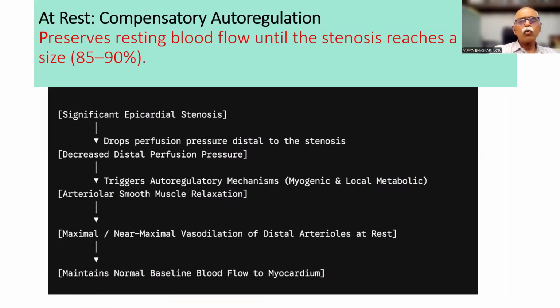Now, just to make you understand what is meant by compensatory autoregulation, during rest, even if there is 85 to 90% of epicardial artery stenosis, because of coronary compensatory autoregulation, the coronary blood flow is maintained. That is maintained because of various mechanisms which are myogenic and local metabolic, which cause dilatation of the arterioles and capillaries so that the coronary blood flow is maintained even if there is 85 to 90% stenosis at rest.